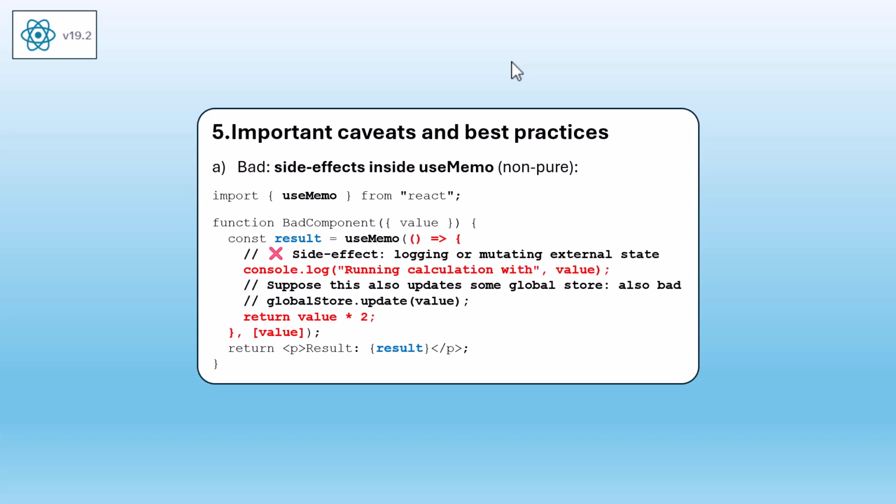5. Important caveats and best practices. It's crucial to recognize that this tool is not a cure-all. A few important points. It should be treated as a performance optimization only. If your code fails or behaves incorrectly without using it, you have a deeper logic issue. You must fix that first before relying on memoization.